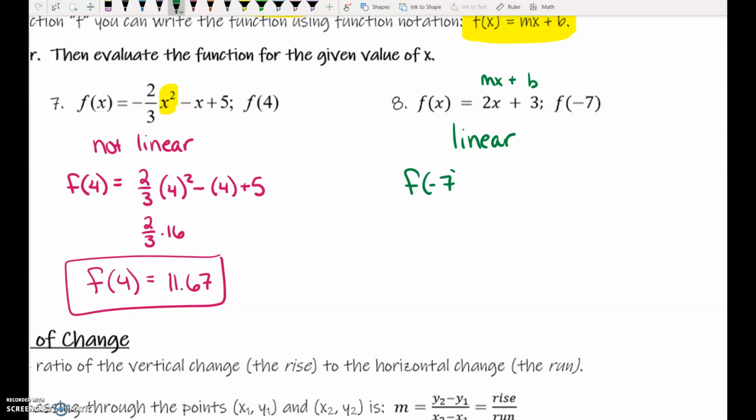F of -7 is 2 times -7 plus 3. That'd be -14 plus 3. So -11. Did you get -11? Yeah.